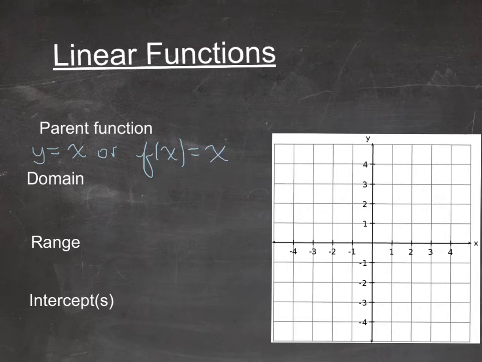So the line y equals x is a line with a slope of 1 going through the point (0, 0). Okay, so the domain is related to the x values, and range is related to the y values.